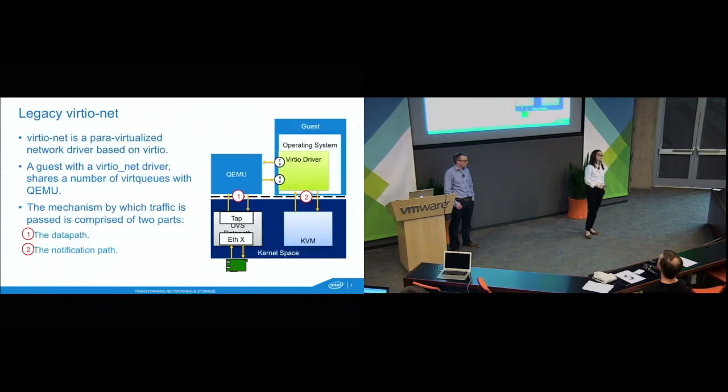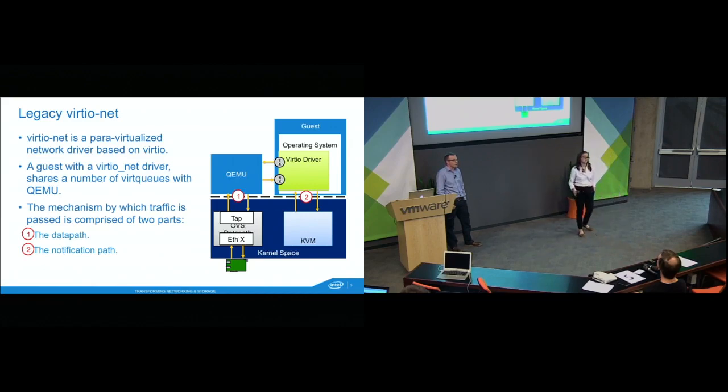But before we dive into DPDK's guest access methods, let's have a look at the very baseline guest access method, virtio-net. Virtio-net is a para-virtualized network driver based on VirtIO. It enables a guest with network access. A guest with a virtio-net driver actually shares a number of virtqueues with QEMU, a TXQ and an RXQ to be exact.